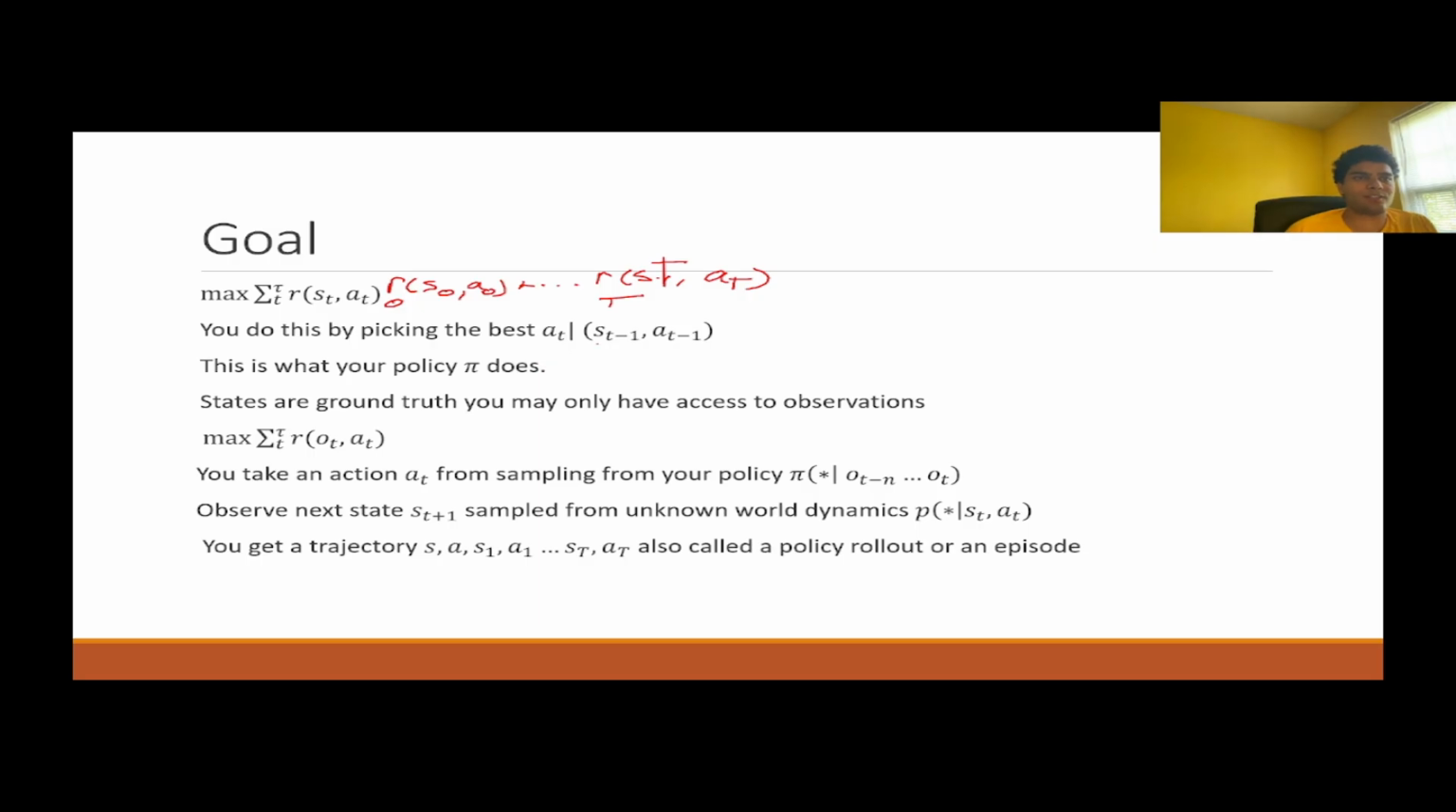And so the way you do this is just by picking the best action given the state, because really the only thing you can control is your actions. And so how do we decide what the best action is? That's what your policy does. We represent policy with pi, and your policy should be able to figure out what the best action is given the previous state and previous action taken. States are the ground truth, and you may not have access to that. You may only have access to whatever you observe. So in that case, it's the same thing, but based off your observations. This would change the equation a little bit, but if it's a bad observation, it's a bad observation. If your car is flipped upside down, that observation is a bad observation.